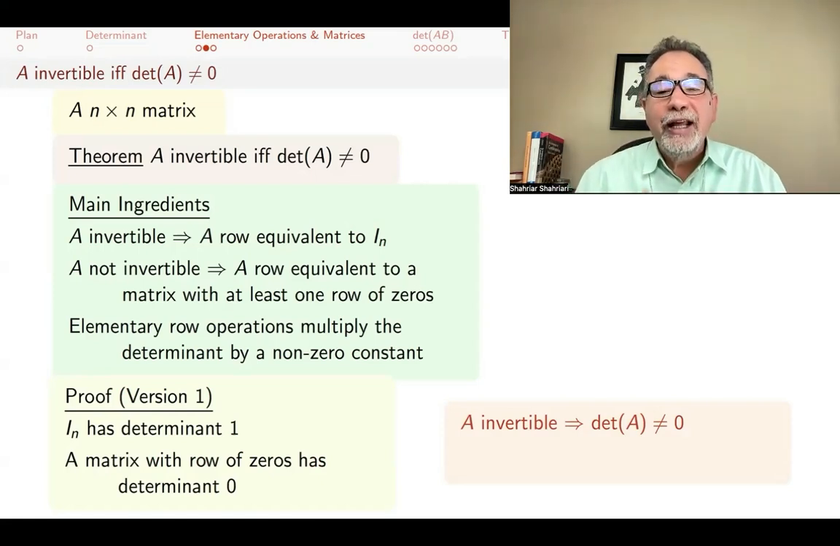Identity has determinant 1, and every row operation that you do gets the determinant multiplied by a non-zero constant. So you take 1 and keep multiplying by non-zero constants. At the end of the day, when you get to A, the determinant of A will also be non-zero.